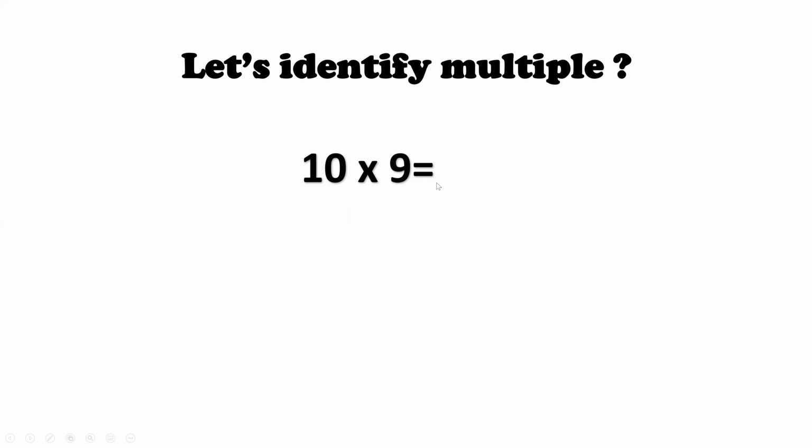10 times 9. Pause the video to solve the problem, or challenge yourself to skip count by 10 9 times. 10 times 9 equals 90. Amazing. 90 is a multiple of 10. In this case, 10 was multiplied by a different number, 9.